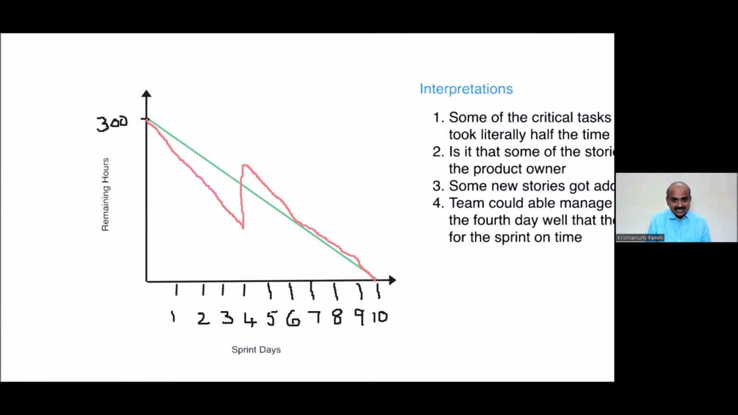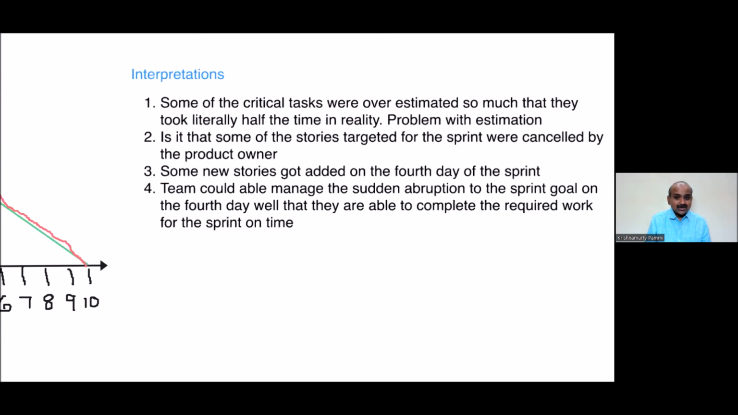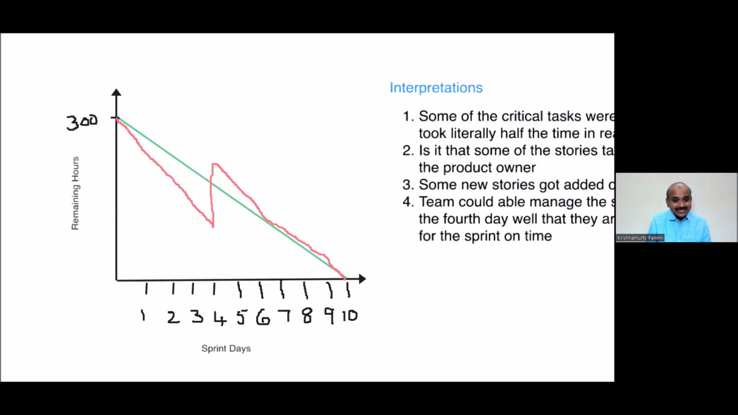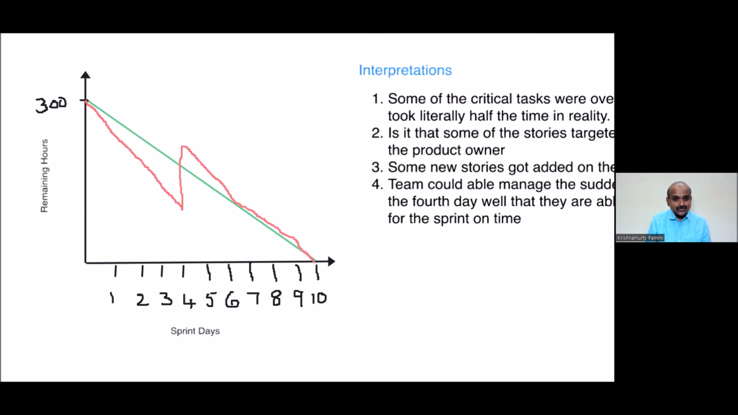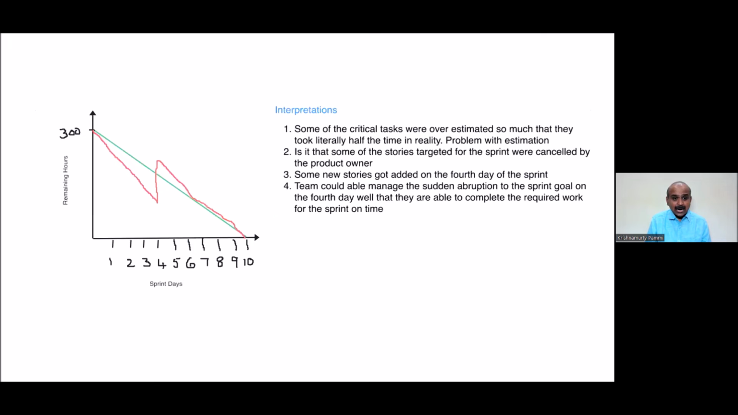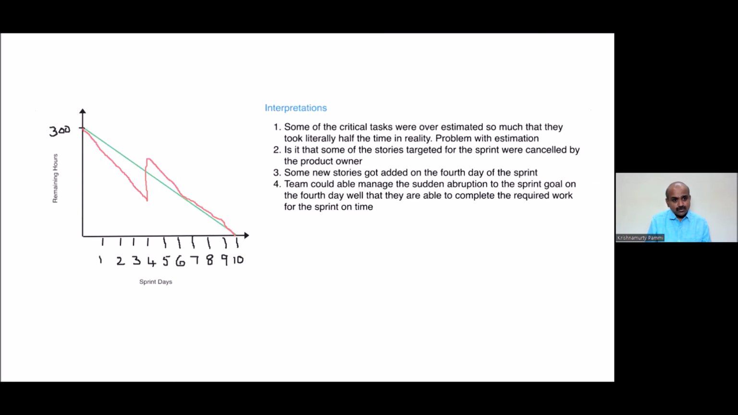That is one possibility. Another is that some of the stories were canceled by the product owner and other work was added here, so some new stories got added on the 4th day. And the 4th one is that ideally, there was a big jolt to the team. If you see here, the team was given a jolt in the first 4 days, but they were able to manage the turbulence. Friends, it's not that we should always criticize the team. It is about how they are able to manage the turbulence during the sprint, right? The big turbulence was caused in the first 4 days, but they were able to meet their sprint goal. Hats off to them, right? So this is what it talks about.